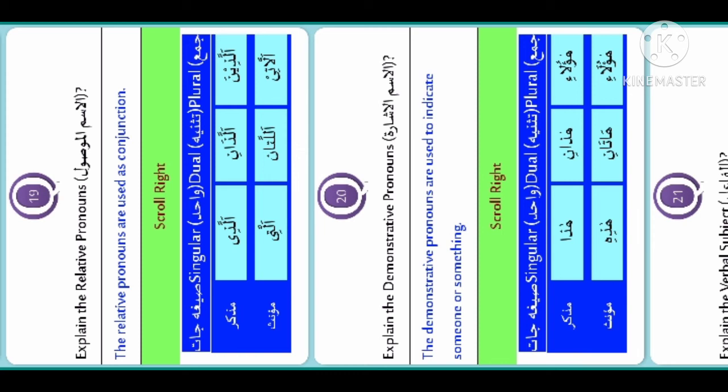Explain the demonstrative pronouns, al-ismul ishara. The demonstrative pronouns are used to indicate someone or something. Jam'un, plural. Tathniya, dual. Wahid, singular. Hada, hadani, ha'ulai. Hada, singular. Hadani, dual. Ha'ulai, plural. Muannas: hadihi, hatani, ha'ulai.